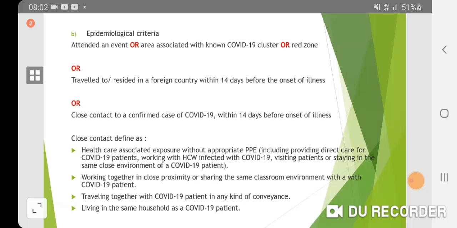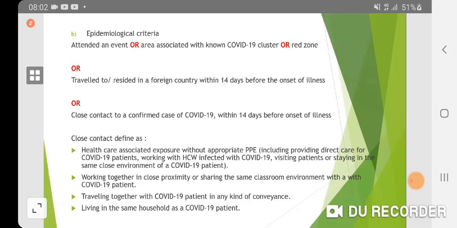And this is the epidemiological criteria, which is attended an event or area associated with non-COVID-19 cluster or red zone, or travel to or reside in a foreign country within 14 days before the onset of illness, or close contact to a confirmed case of COVID-19 within 14 days before onset of illness.